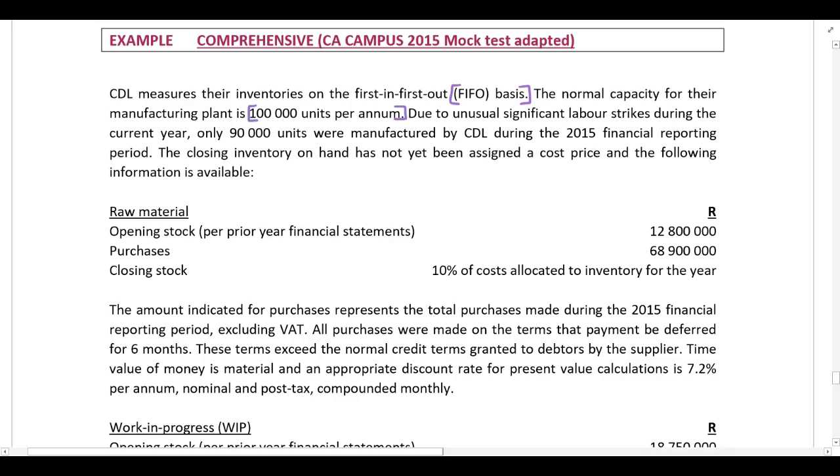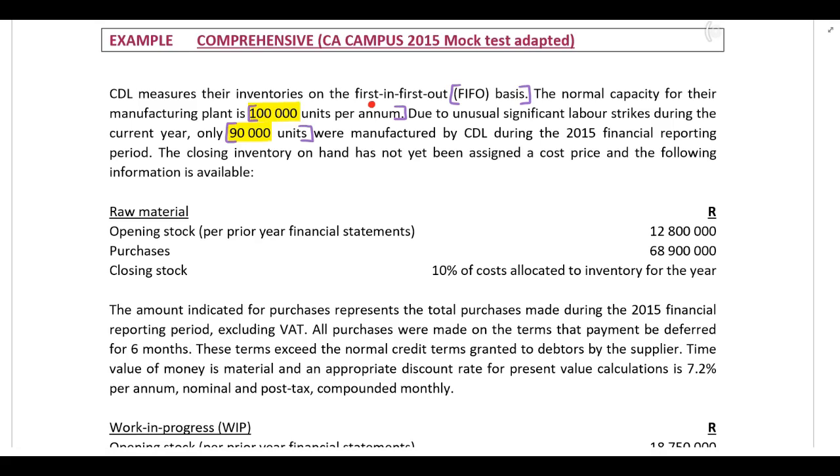Guys, it is important to read the information that can either provide you with the units per annum or the units per month. And then you need to determine if they provide you with a production period, the months. This will not always be for 1 year, guys. Therefore, ensure that you read the information provided. Due to unusual significant labor strikes during the current year, only 90,000 units were manufactured during the 2015 financial reporting year. Therefore, the normal capacity is 100,000, the actual is 90,000.